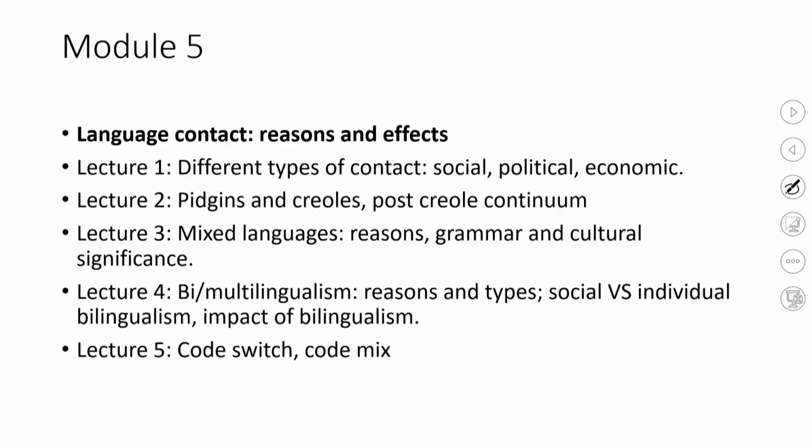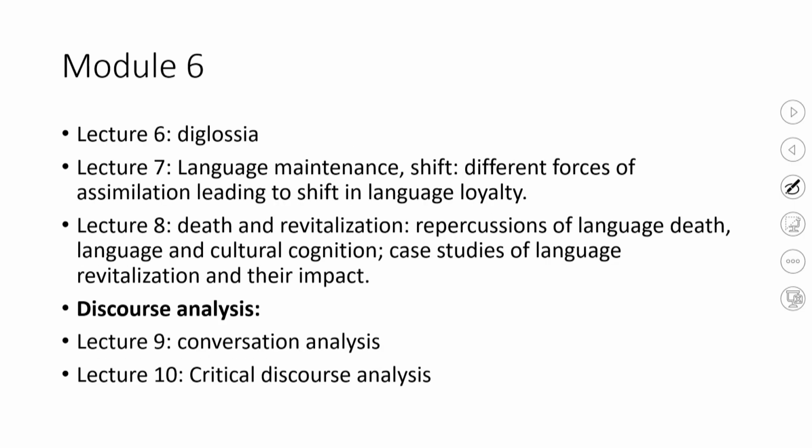In module 5 we started talking about language contact, the different types of contact, and as a result of which the different kinds of outcomes. Language contact has resulted in various language forms being developed: pidgins, creoles, mixed languages. We discussed all of these, and also bilingualism and multilingualism, code mixing, code switching, and so on and so forth. We carried on this discussion to module 6. In module 6 we talked about diglossia, and then language maintenance, shift, language death, and language revitalization, whether it is possible or not. All the nuances we have tried to briefly introduce with examples.